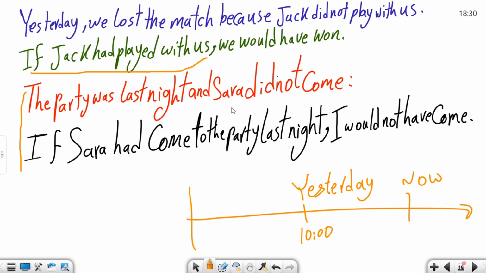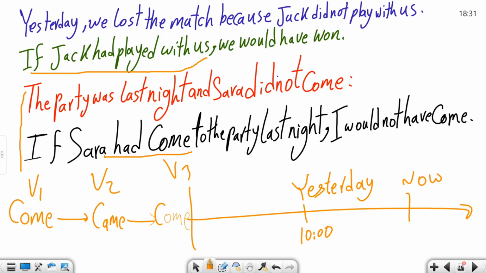So what if the party was in the past and Sarah didn't come? I say the party was last night and Sarah didn't come. So I am imagining an impossible condition in the past. I say if Sarah had come, of course come here is V3. It's not V1. We know the verb come, V1, present simple for example, came, V2, and come, V3, so that my students, you don't get confused.